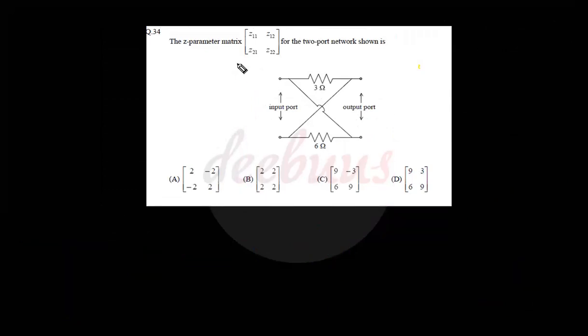Now moving to the last question in this question paper: the Z parameter matrix Z11, Z12, Z21 and Z22 for the two-port network shown is. A lattice network is given and we have to find the Z matrix. For that I am writing V1 equal to Z11 I1 plus Z12 I2. Similarly V2 equal to Z21 I1 plus Z22 I2.